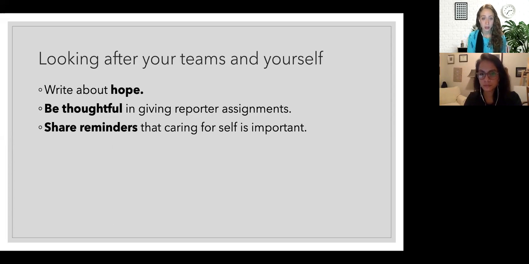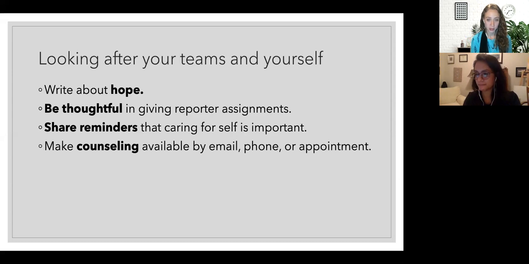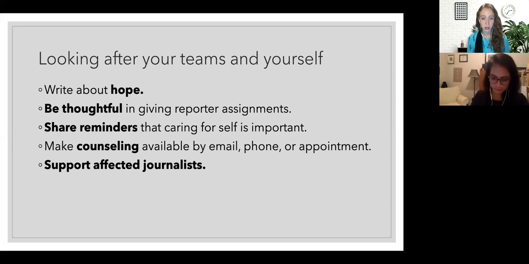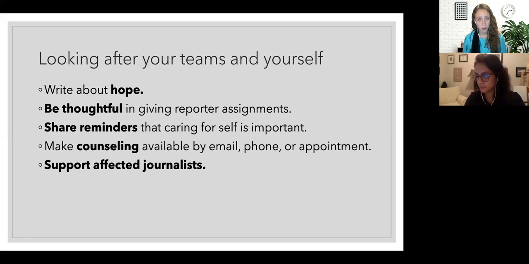Also making counseling, sharing reminders that caring for yourself is important. Giving people permission, people on your teams, if they need to take a break, tell them they are allowed to take a break, because they won't if you don't tell them that they can. Making counseling available if possible in different ways is also important. If journalists have been directly affected by a difficult situation or a disaster, make sure their assignments are covered, provide the support they need to address the situation, care for them, ask what they need, listen well, and respond to that. Let them know that they are not alone and that their agency and community will support them.